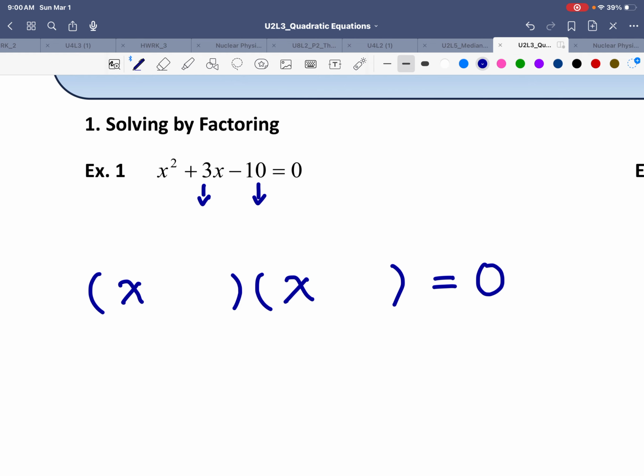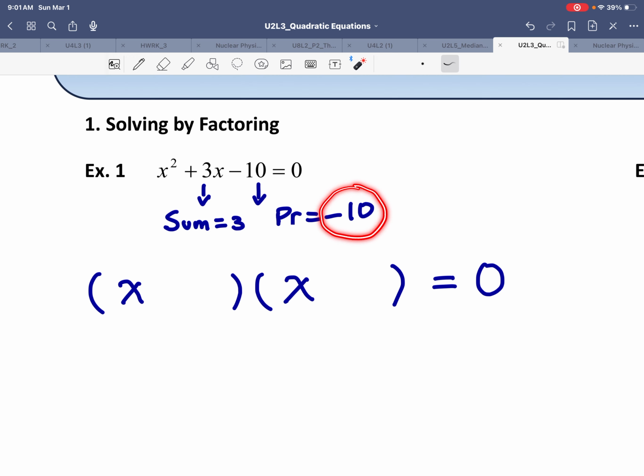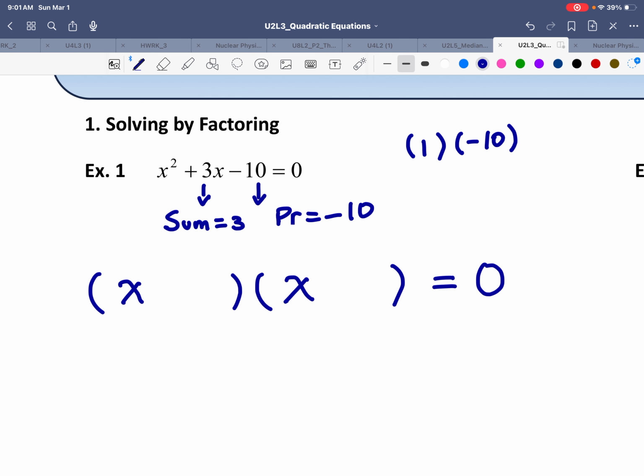So we want to find two numbers that have the sum equal to positive 3 and the product equal to negative 10. Now you always start off with the product because there is a limited set of integers that will multiply to negative 10, whereas there is an unlimited set of integers that add to 3. So I always like to start with the smallest factor, which is number 1.